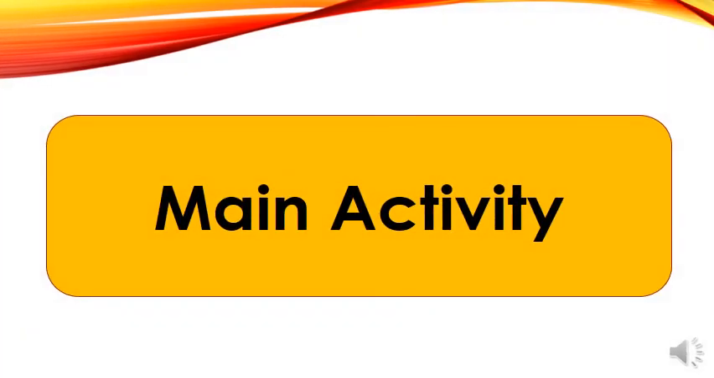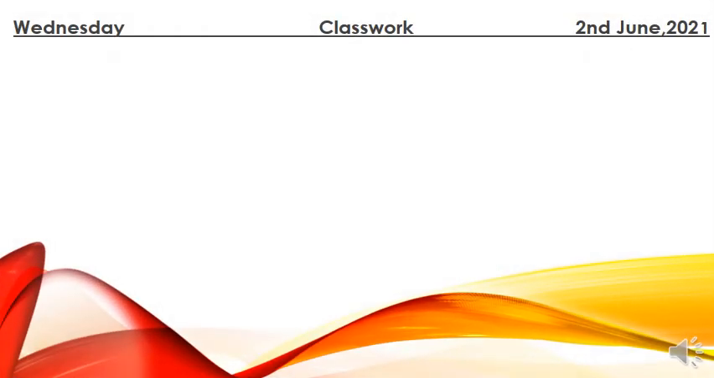Now, it is the time for the main activity, and for the main activity you are going to bring your English language and comprehension notebook. So please bring it quickly. Dear students, now open up your notebooks and write the day, that is Wednesday, on the left side of the page. In the middle, you will write classwork, and on the right side, you are going to write the date, that is 2nd June, and the year is 2021.